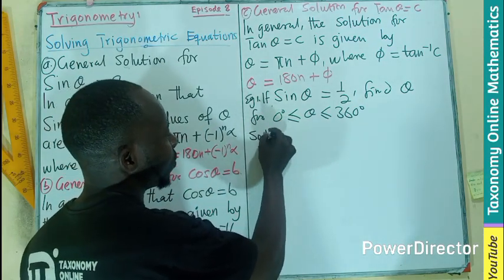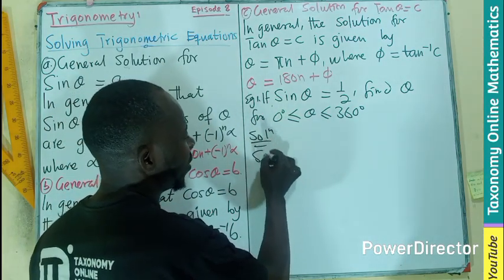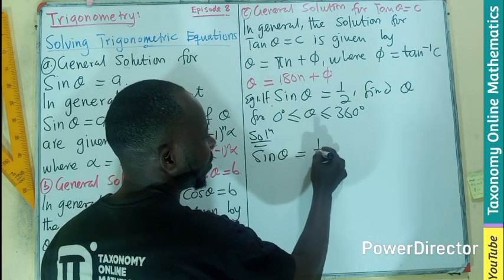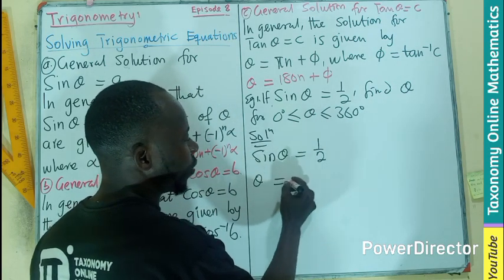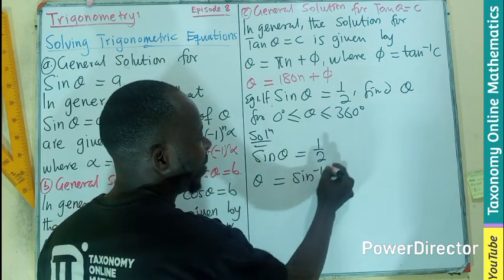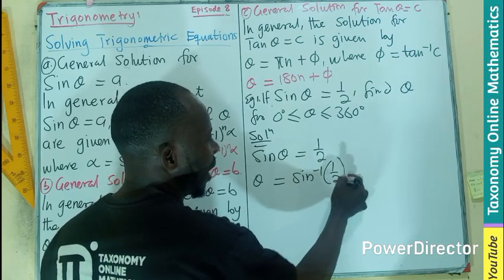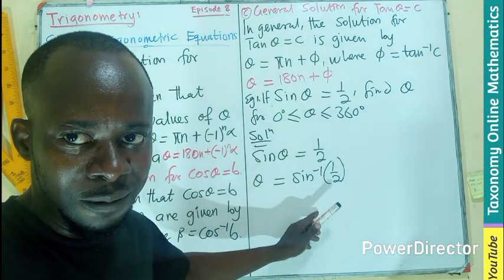The solution becomes theta equals the sine inverse of 1 over 2. You can decide to solve it here.